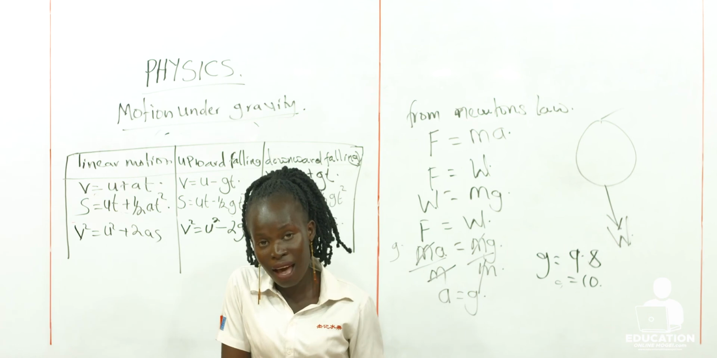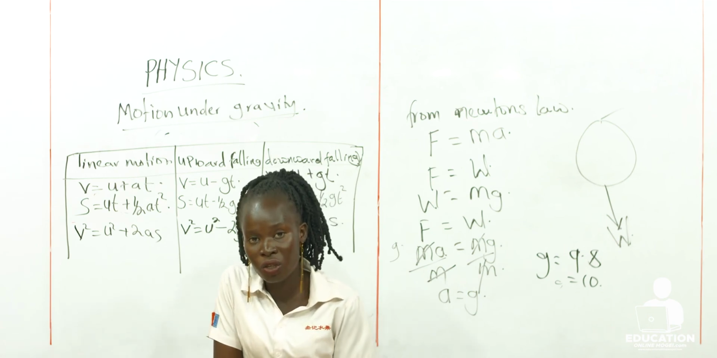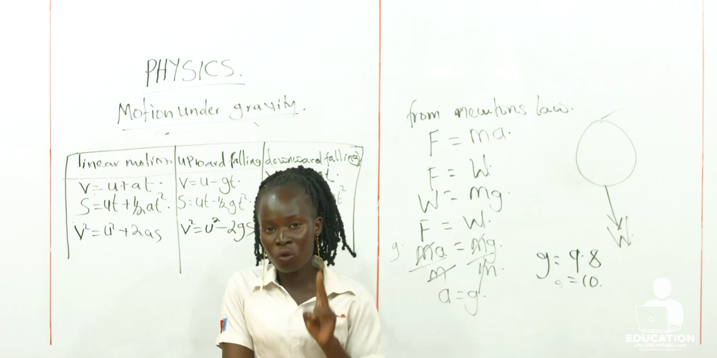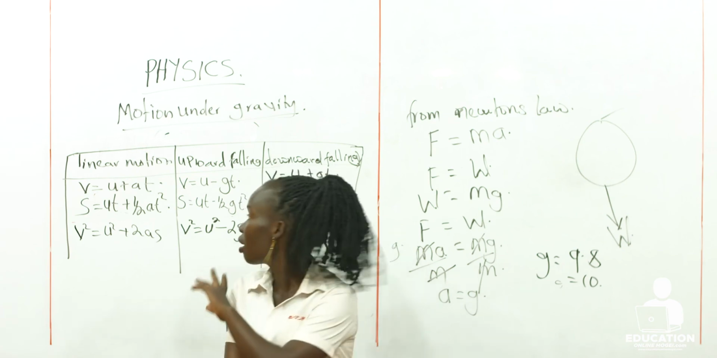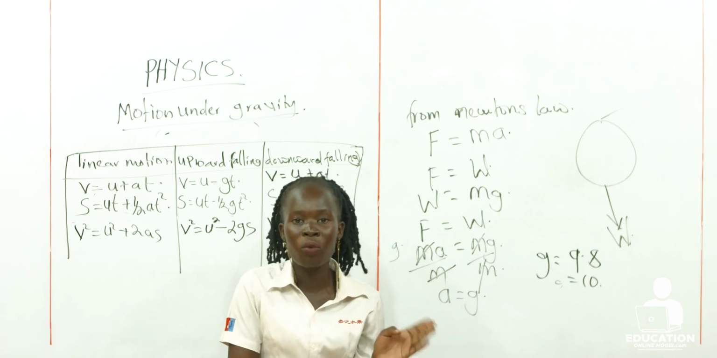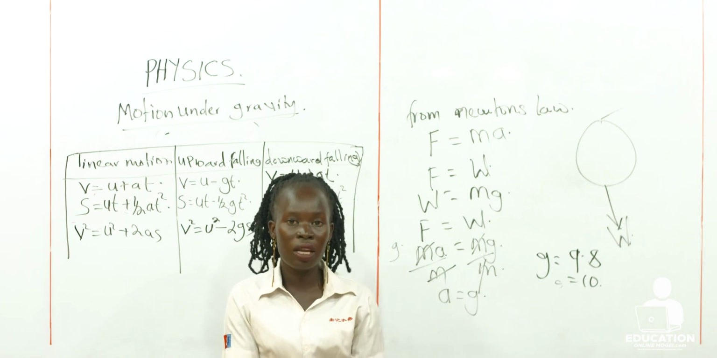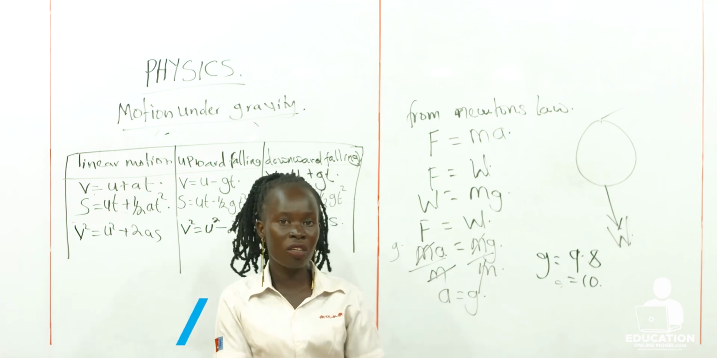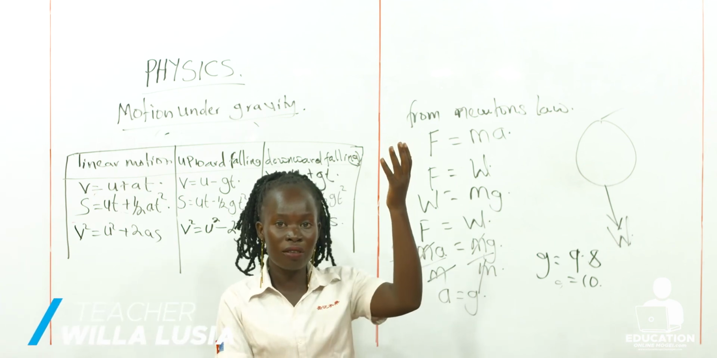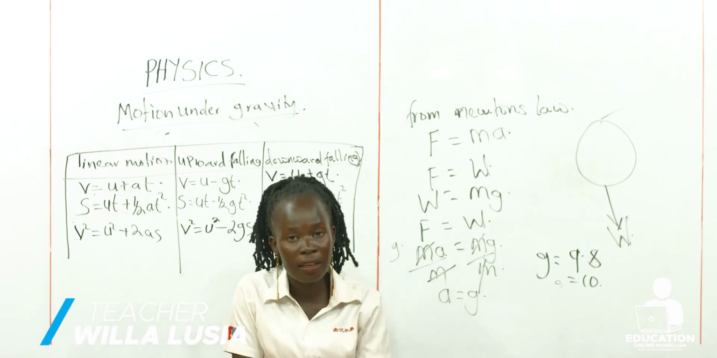We should know that free-falling objects do not encounter air resistance, and also all free-falling objects accelerate, and that acceleration is the acceleration due to gravity. Those are the two major points in free-falling objects. Also, we should remember that when we talk about free falling in physics, we do not only mean falling down, but it can also be falling upwards. That is the sense of free falling in physics.